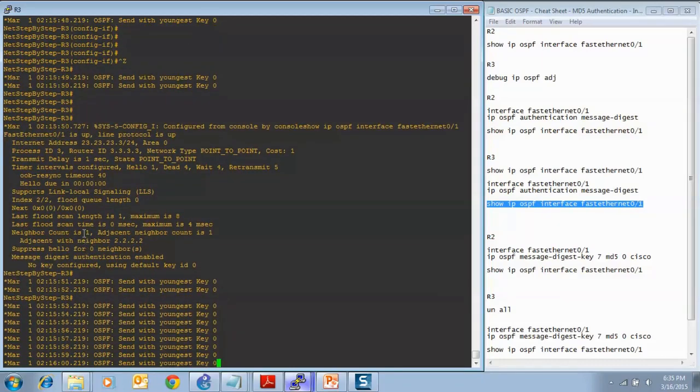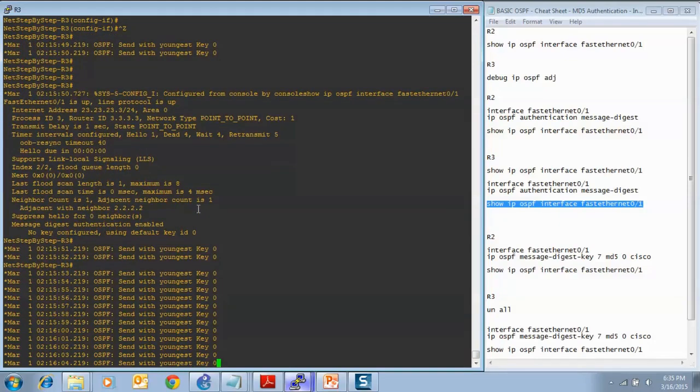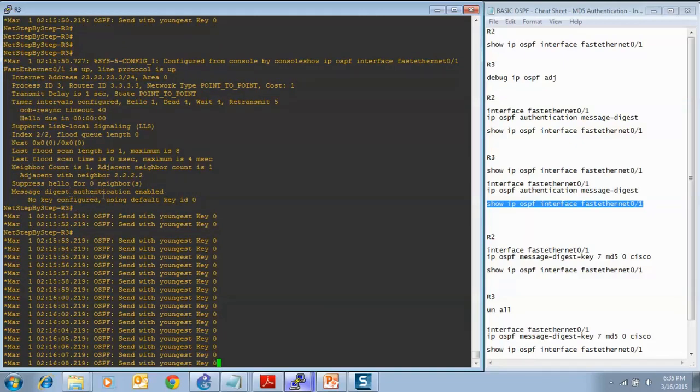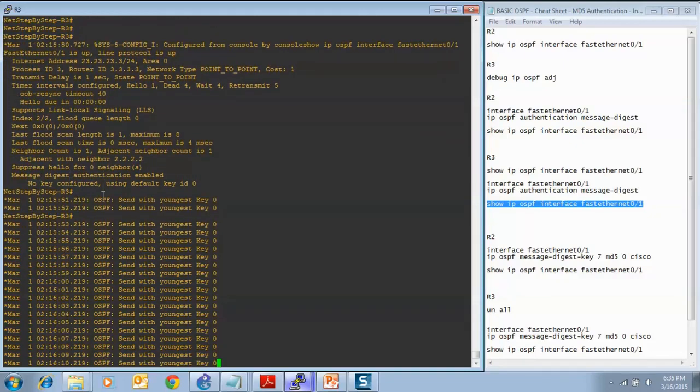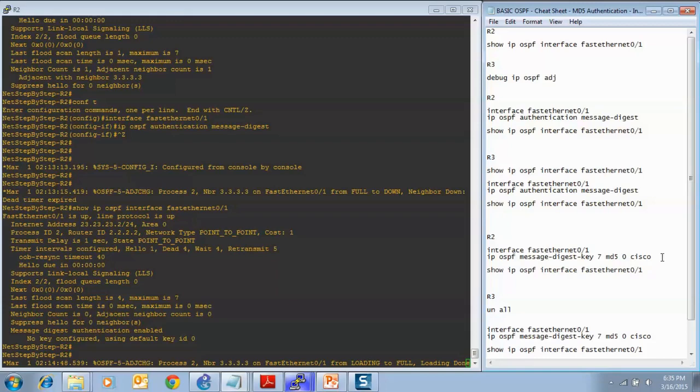From the output, I see that routers are again neighbors. Router 3 is using message digest authentication with key ID 0. Now I'm going to set an MD5 key in router 2 utilizing the command IP OSPF message digest key 7 MD5 0 Cisco.